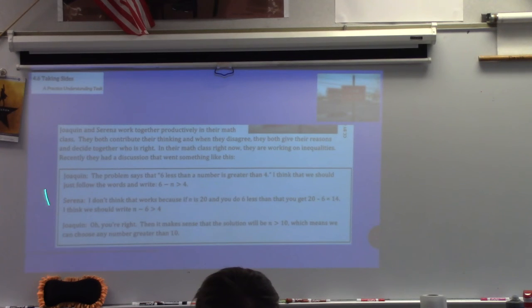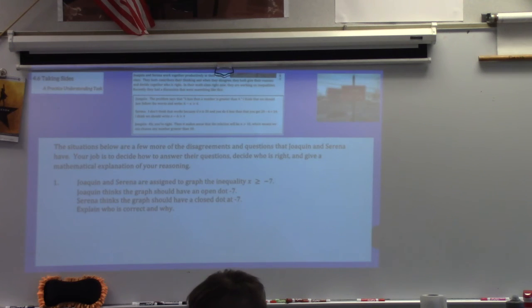Okay, so Joaquin and Serena were working together. This is how we're supposed to work within our group, talking through ideas. If we disagree, we need to explain why we disagree and try to convince the other person of why we think we're right. Because if we cannot convince them, maybe we're making a mistake. So talk with each other, try to convince each other of what you think is correct.